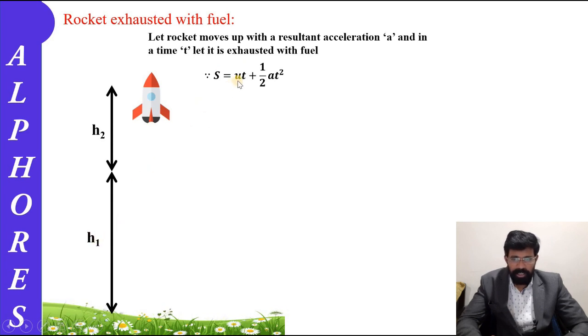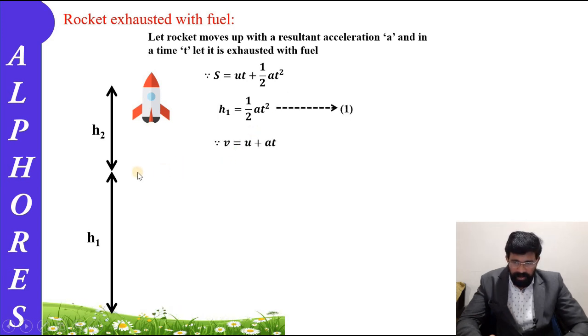Just now I told you when the rocket lifts off from the surface, its initial velocity u will be 0. So this term vanishes. And no need to replace a with g. I'm telling you, the rocket has its own net acceleration. So no need to replace a with g. If I replace s with h1, a kept as it is, u replaced with 0, finally we get h1 as half a t1 squared. Let us take it as equation number 1.